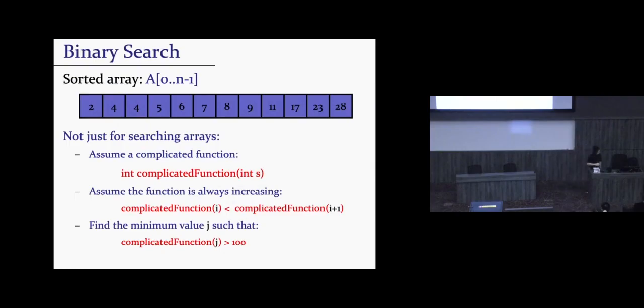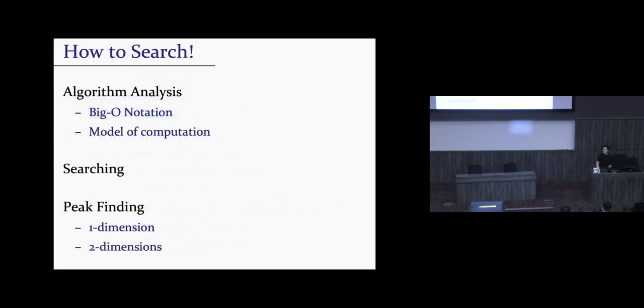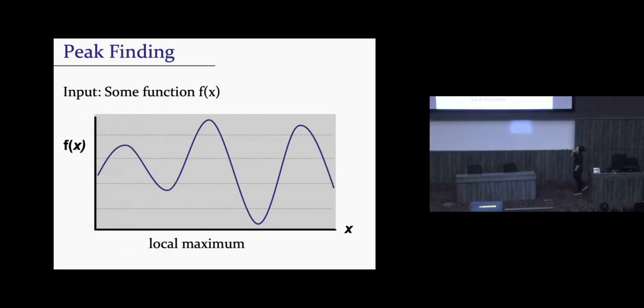If you have some kind of complicated function, but you're promised that the function is monotonic in some way, then we can use binary search to solve our problem, right? So this week, that happened on Monday. But right now, let's just see more examples of this. So let's talk about peak finding.